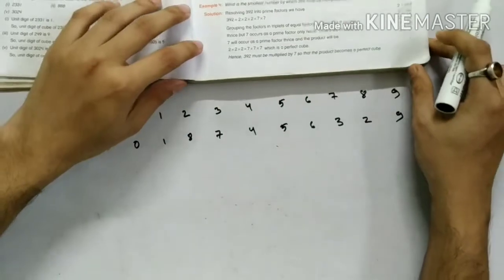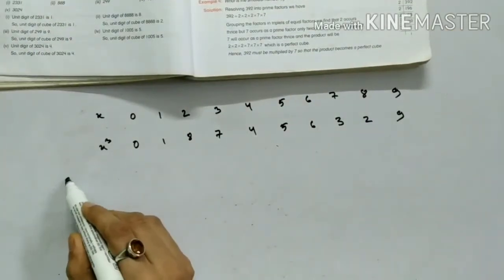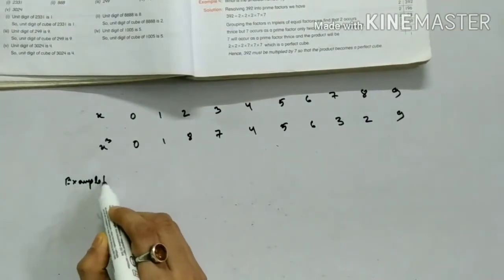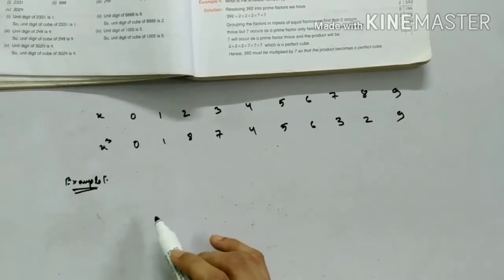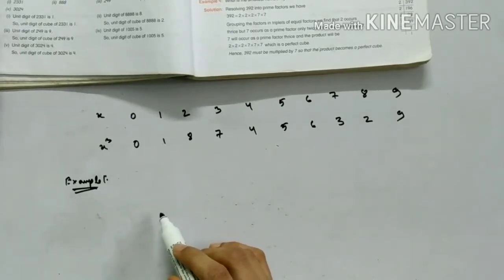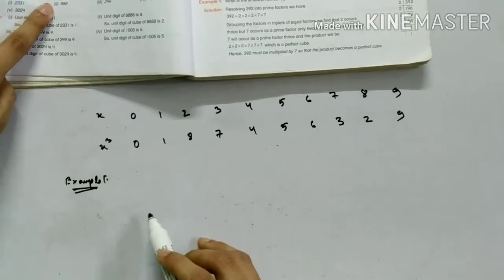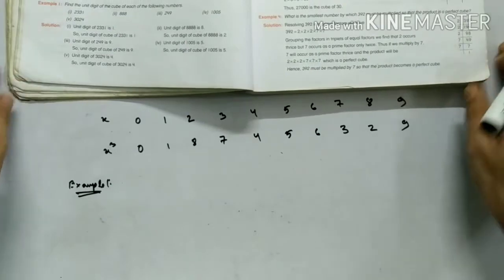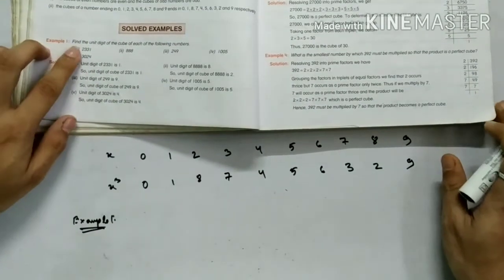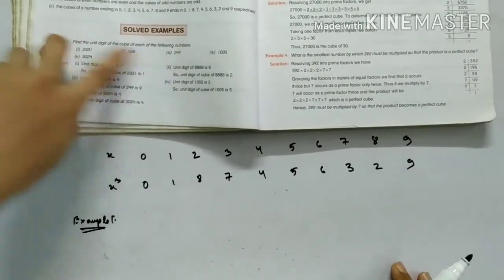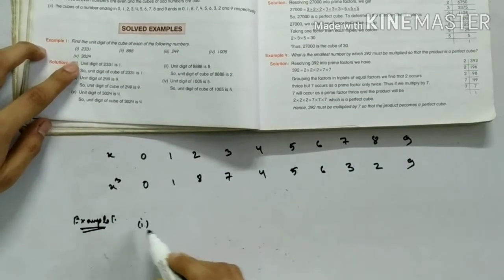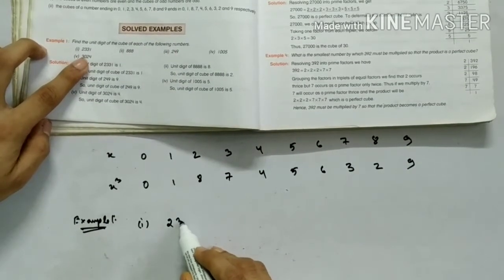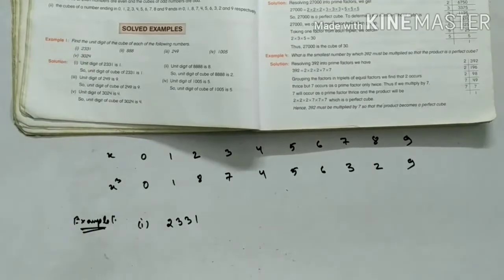Okay, so therefore our example 1 here. Example 1, find the unit digit of the cube of each of the following numbers. So first it is 2331. The last digit of this number is 1.